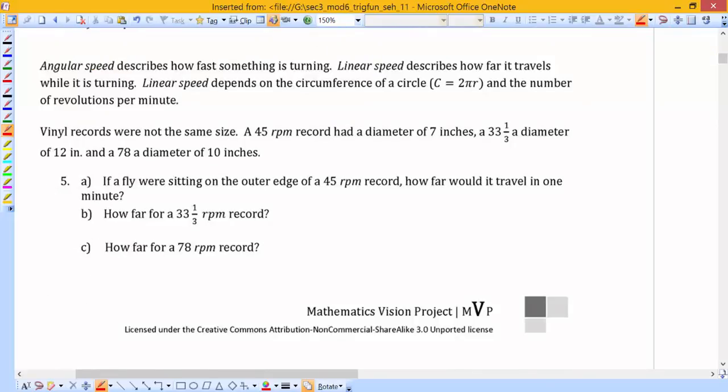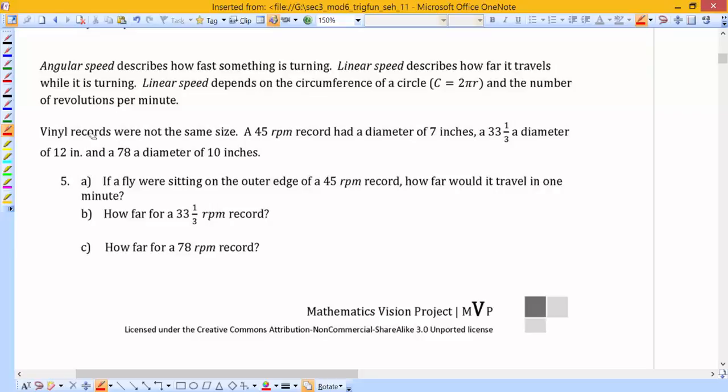In the next one, we are going to start switching from angular speed to linear speed. So angular speed again is how fast it's actually turning in a circle, so many degrees per second or whatever the unit is. Linear speed is how far it is traveling. So I want the actual distance that it is moving. I want the feet, I don't want the degrees.